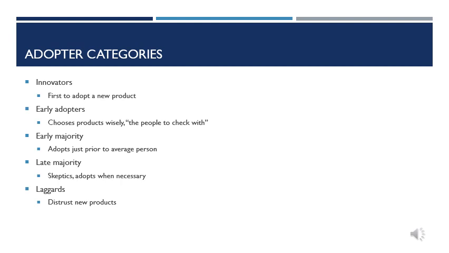The next category is early adopters. This group usually researches new products before buying them and are considered the people to check with by later groups because people in this group are said to choose products wisely. The early majority are the group of people that buy a new product just before the average person. These people are usually pretty cautious when it comes to buying new products. The late majority are skeptical of new products, but will eventually purchase the new product at some point out of necessity or peer pressure.